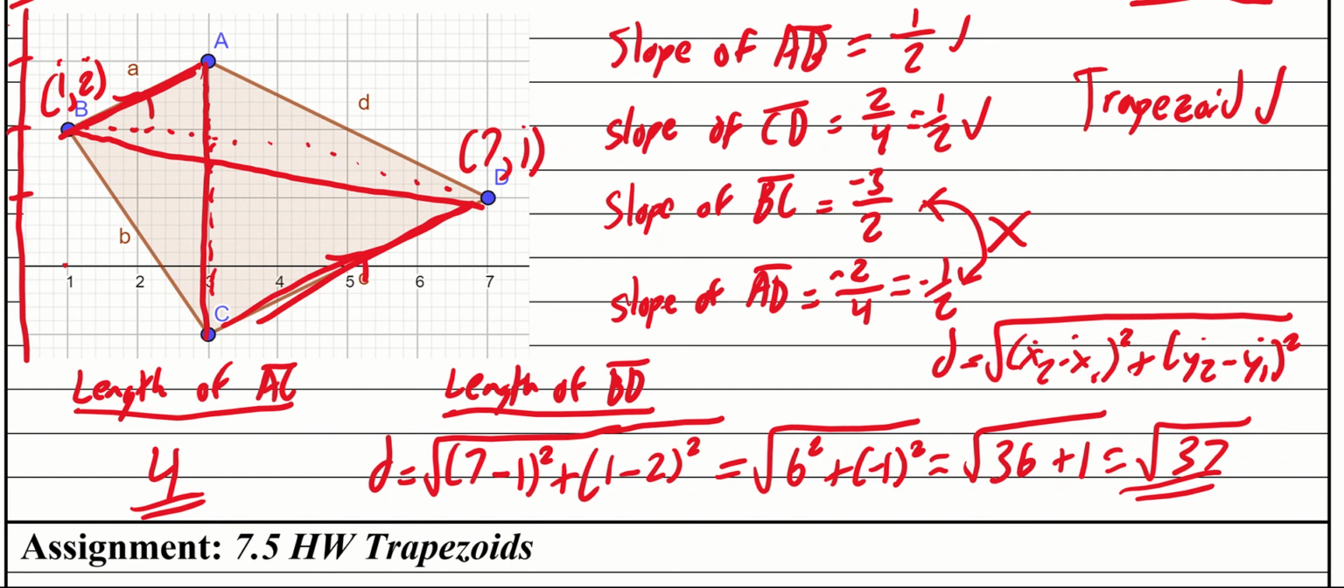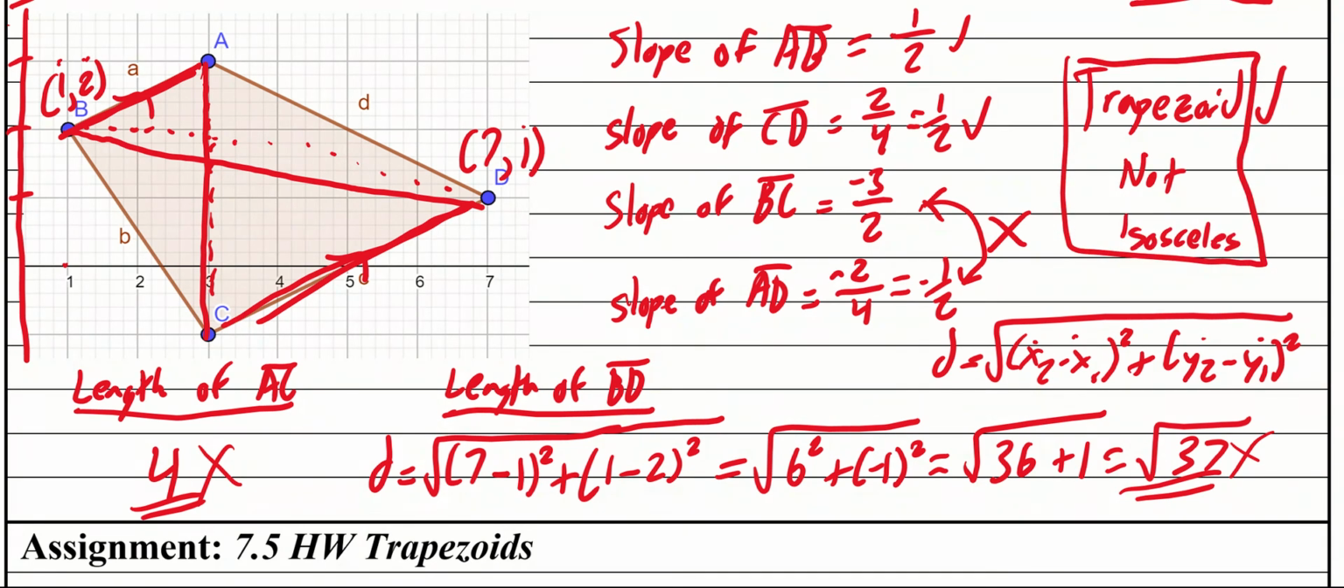Okay, and we could type this into our calculator. This is not going to come out to be a whole number. But all we really needed to check is whether this is the same length as AC. Well, notice AC was 4, and this was the square root of 37. So this is going to be a trapezoid, but it is not going to be isosceles, because we said those would have to be congruent in order for this to be an isosceles trapezoid.